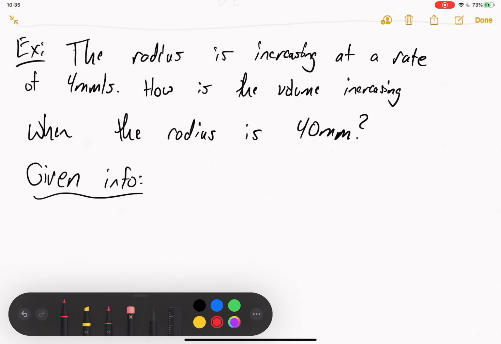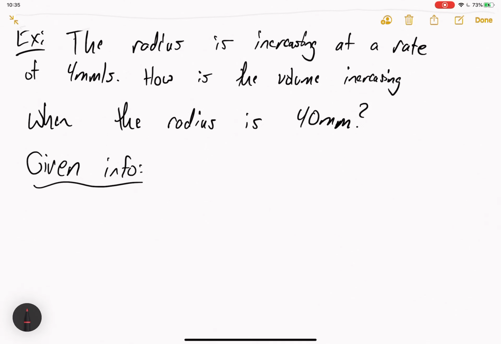So, what information does the problem tell us? It basically says the radius is increasing at a rate of 4 millimeters per second. So what that means is that dr/dt, where r is going to be the radius, is 4 millimeters per second.